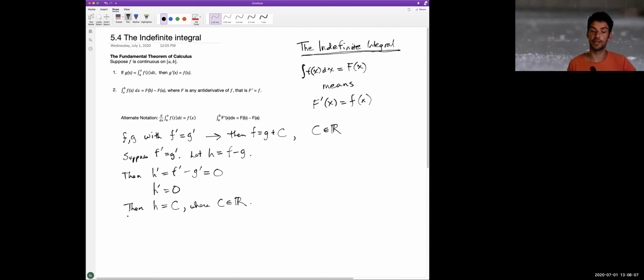So that means h, which is equal to f minus g, must be equal to a constant function, which is really just saying the difference between f and g is a constant, right? Or we could take this equation, add g to both sides, and get the claim from the beginning: f is equal to g plus a constant, okay? So there's our quick proof of this fact.